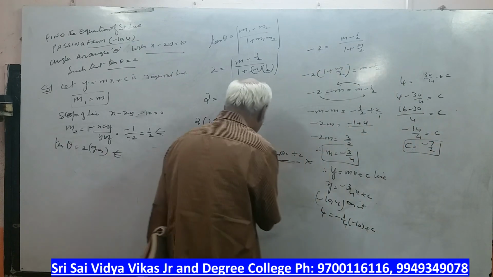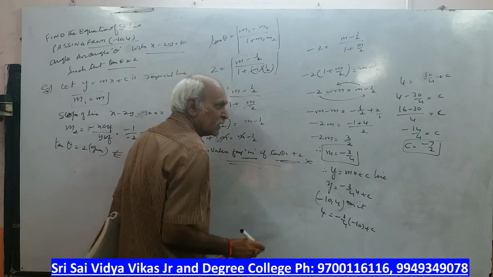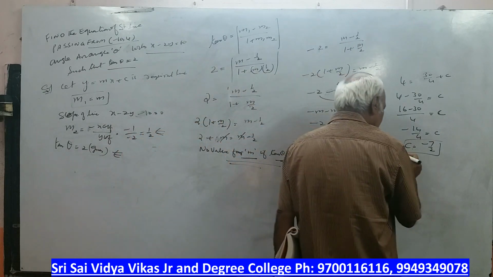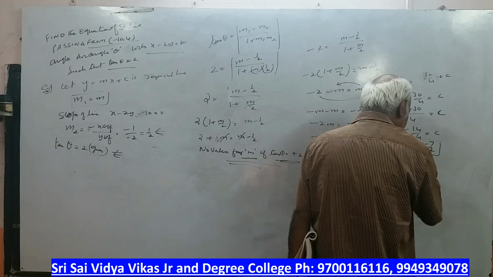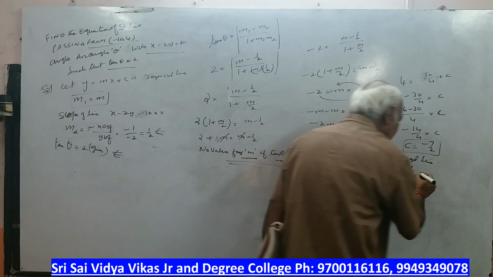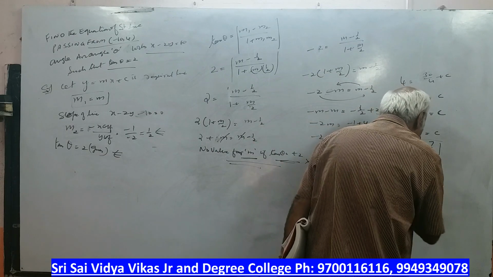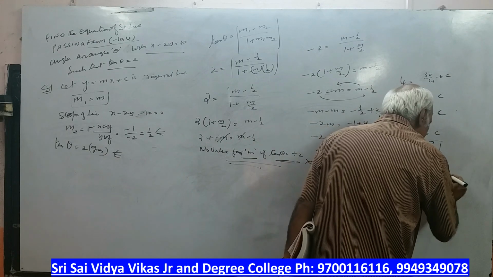So here we could not get a value for m with plus 2, but we got the m value with minus 2. Therefore, the required line is y is equal to mx plus c. What is the m value we got? Minus 3 by 4. And c value minus 7 by 2.